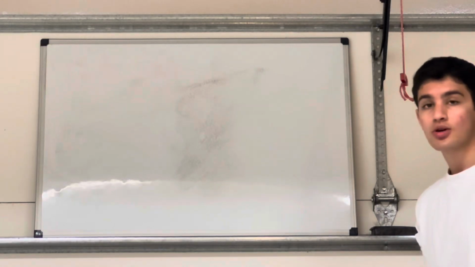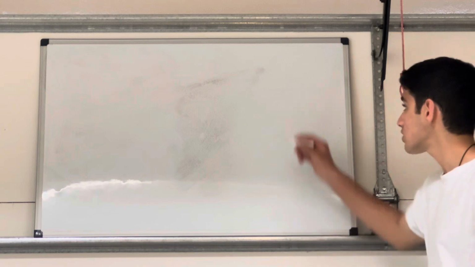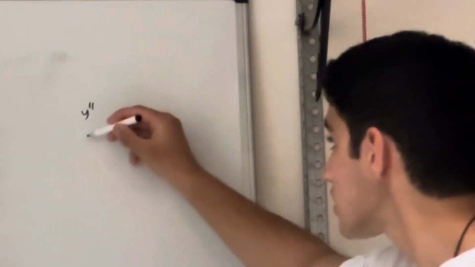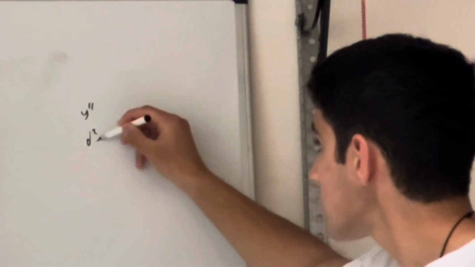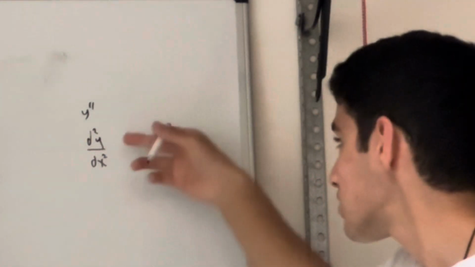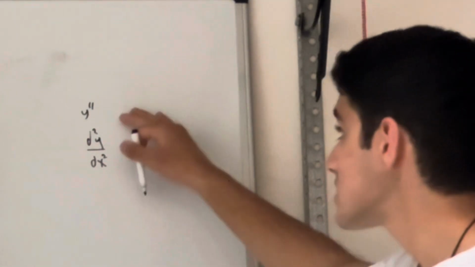Everyone. In this video, we're going to begin our discussion of second order linear equations. Second order means that you're going to have a second derivative, so y double prime, or you could write that as d squared y dx squared. The x could also be t, and you should know that the y and the x are interchangeable, depending on the variables. This is second order.